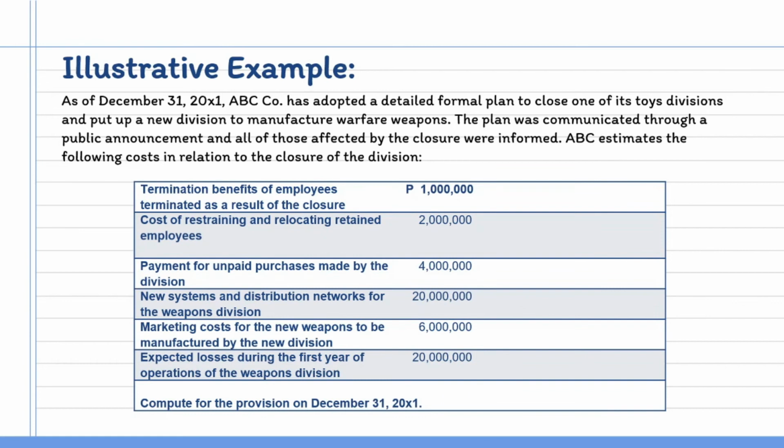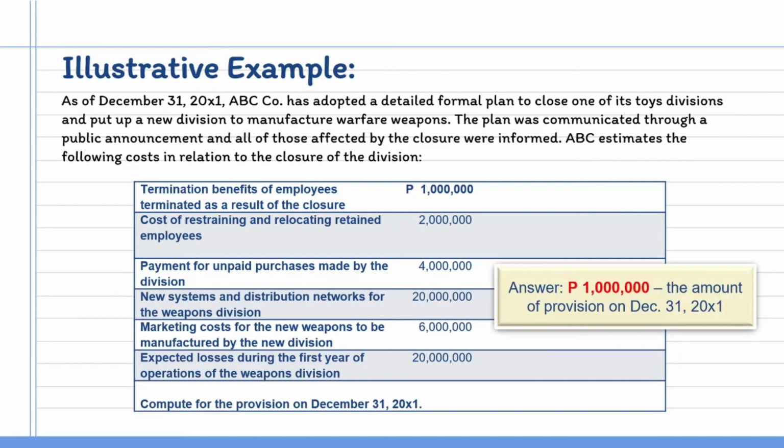Ang amount lang nung restructuring provision is yung 1 million and termination benefits of employees. Yung cost of retraining and relocating, new system and distribution networks, saka yung marketing cost, di siya sinasama kasi for future conduct na siya ng business. Yung payment for unpaid purchases na 4 million, dito siya sa accounts payable. And yung expected losses during the first year na 20 million, di na siya nire-recognize.